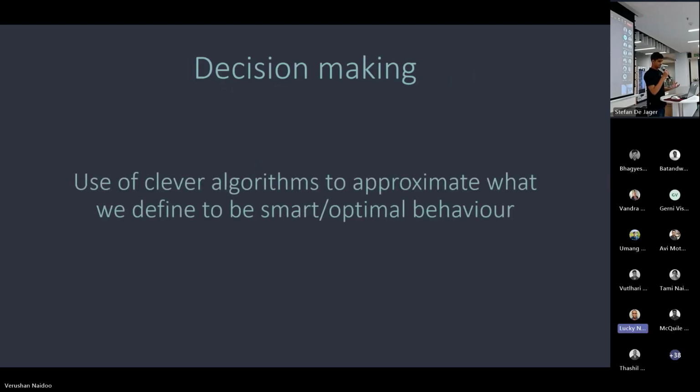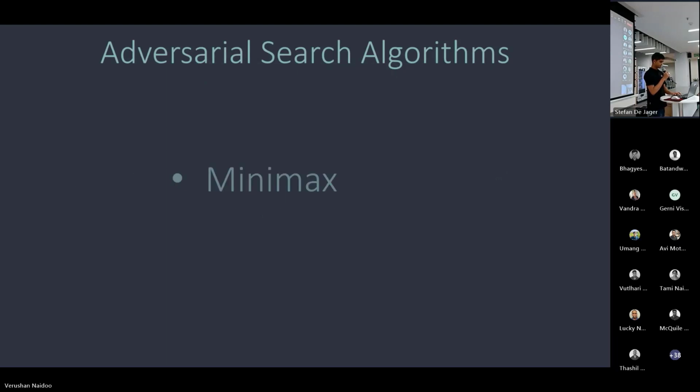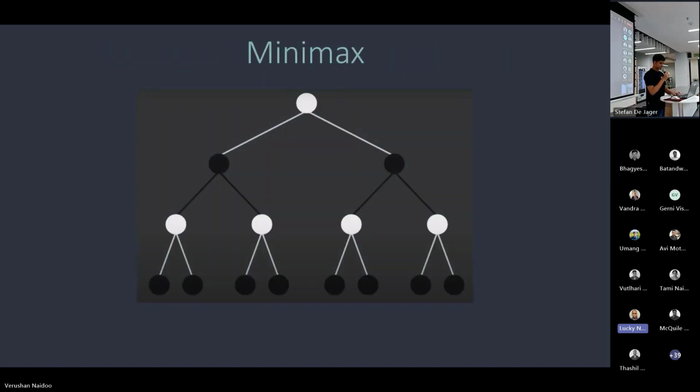So the next important step is decision making. Decision making is basically when you make use of certain types of algorithms to arrive at an optimal decision or an informed decision. So for today, in terms of adversarial search, we'll be going through two main algorithms which are mainly used, which will be the Minimax and Monte Carlo search algorithms.